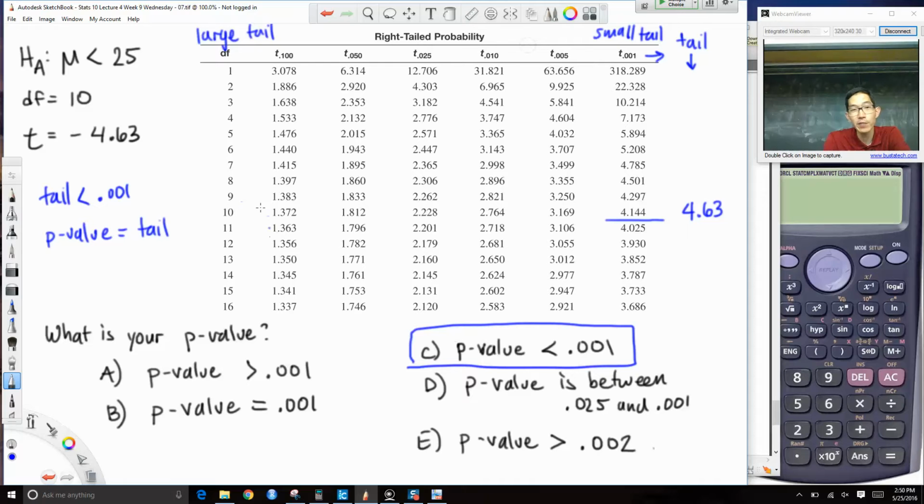Likewise, if our test statistic ended up on this side, then the corresponding tail would be greater than 0.100.